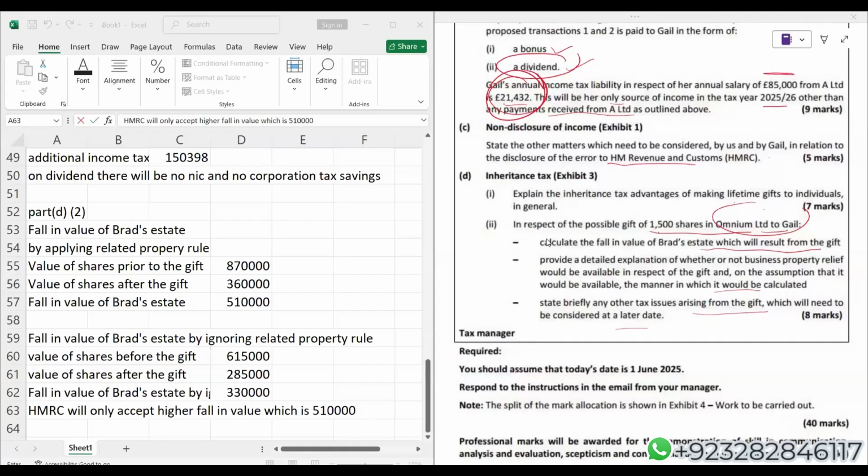ACCA is going to, of course, upload that pre-seen mock. How to deal with that pre-seen mock and when I'm going to conduct your live classes on that pre-seen mock, I will announce this in your relevant WhatsApp groups.